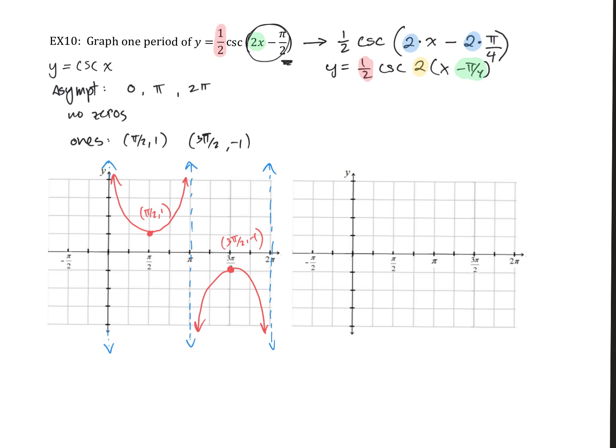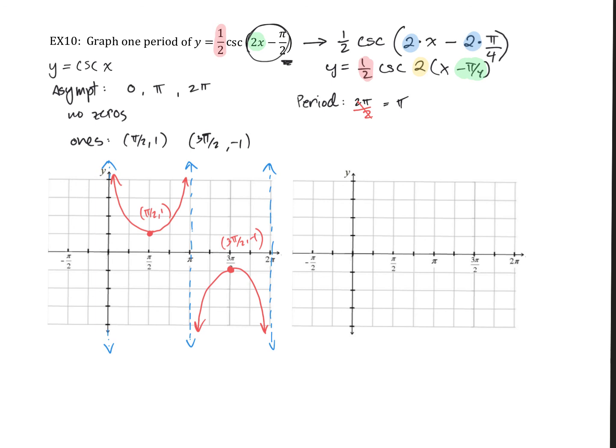Okay, so what is our period change? At the moment we have a 2, so to find out our new period, what's the normal period of cosecant? Yeah, it's 2 pi. So the normal period is 2 pi, then we're dividing by 2, and the new period is pi. That means we're going to divide all of our pi values by 2 to find the new placements for everything. So what are our pi values?